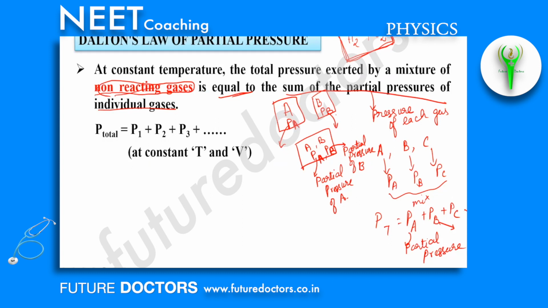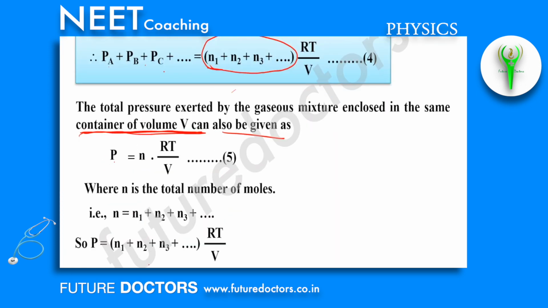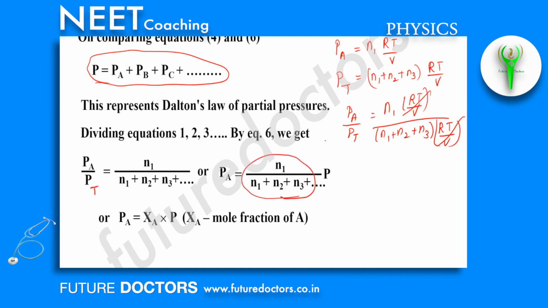The total pressure exerted by the non-reacting gases: P total is equal to (N1 + N2 + N3) into RT by V. The RT by V will get cancelled. So PA by PT is equal to N1 by N1 plus N2 plus N3. This term is called the mole fraction of A.